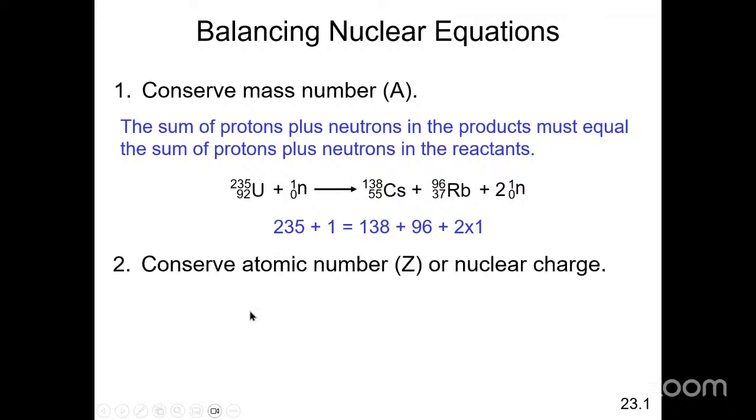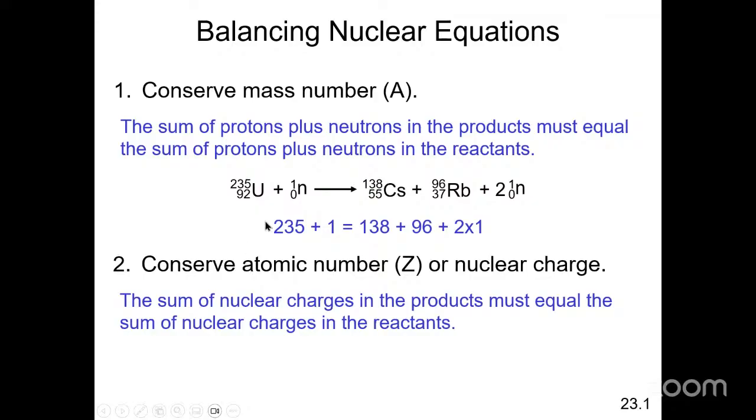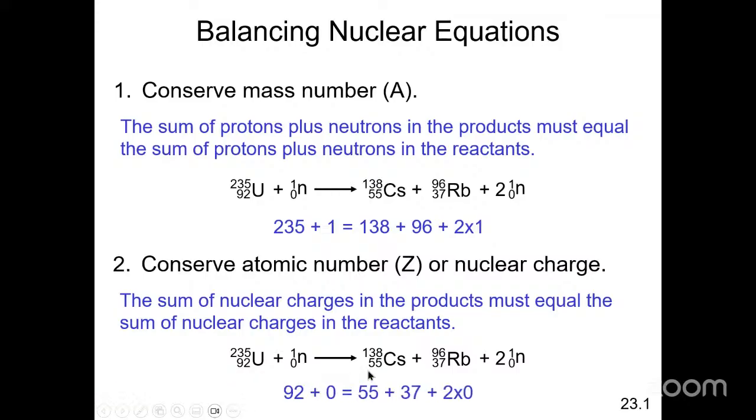The next thing you need to make sure is that the atomic numbers are conserved as well. In other words, the sum of the atomic numbers on the left side of the equation is equal to those on the right. So going back to the same equation, as far as the atomic numbers on the left side are concerned, it's 92 plus 0. So the total atomic number would be 92. And on the right side, when you add 55 plus 37 plus 2 times 0, that's also 92. So therefore, the atomic numbers are conserved, right?